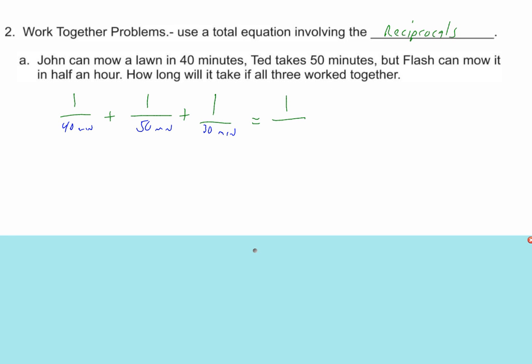And to the right would be 1 over X, right? Because we don't know what it is. N, Z, Q, whatever your favorite letter is. Knock yourself out.